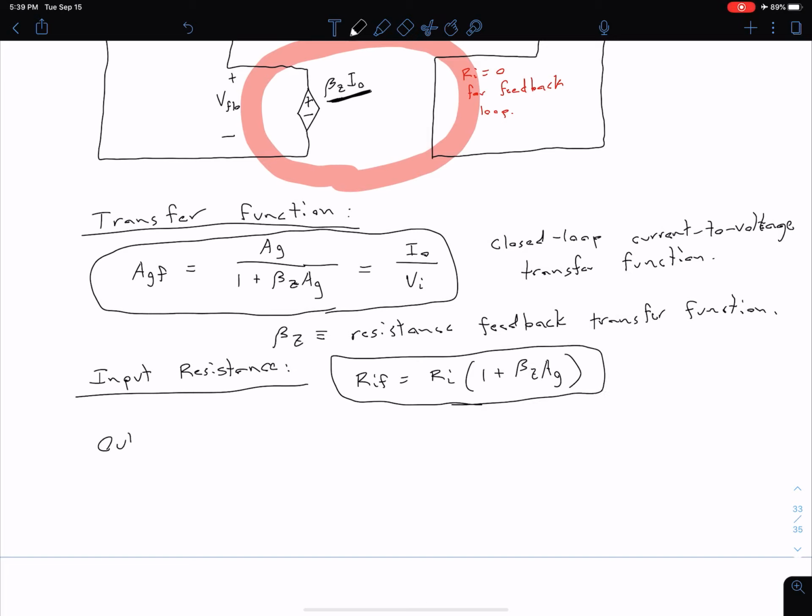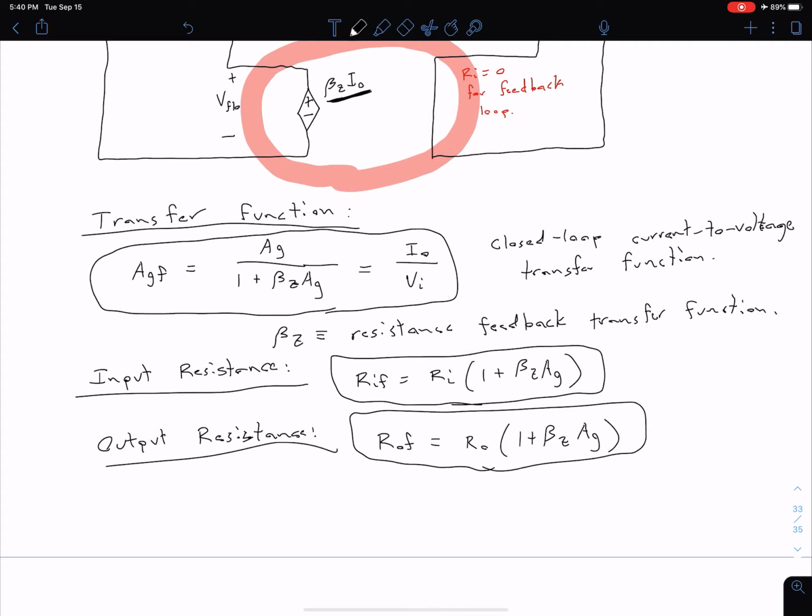Similarly, we don't need to do the analysis for our output resistance. We've already done that when we looked at our current amplifier. And so what we'll see is that this output resistance with feedback is equal to the output resistance of our open loop amplifier times this 1 plus beta Z times AG. So in this case, we notice that both of these are increasing. And so just like with every other configuration we've looked at so far, this is actually going to be desirable.